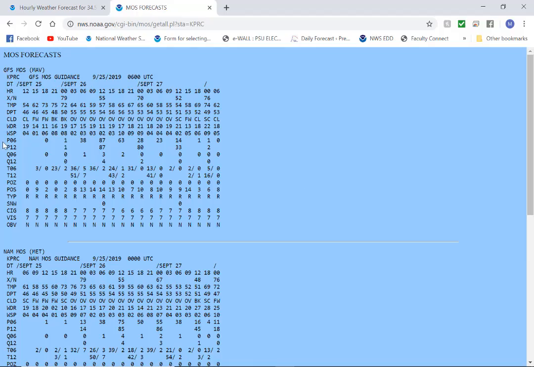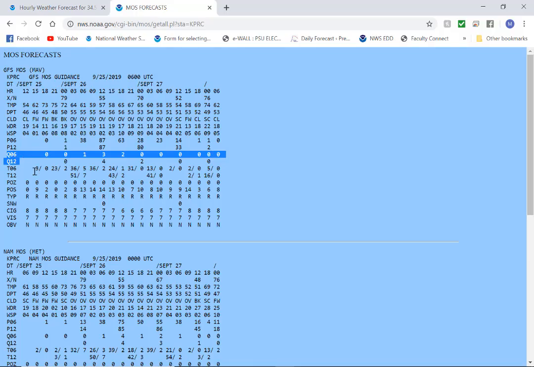But what I really wanted to point out here is your quantitative, or how much precipitation has fallen in a 6-hour period and a 12-hour period. So this is what the Q6 and the Q12 mean. It's how much precipitation has fallen in a 6-hour period or a 12-hour period.